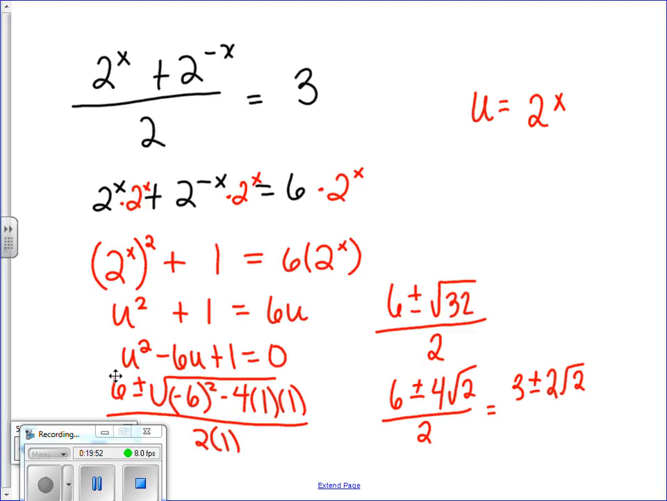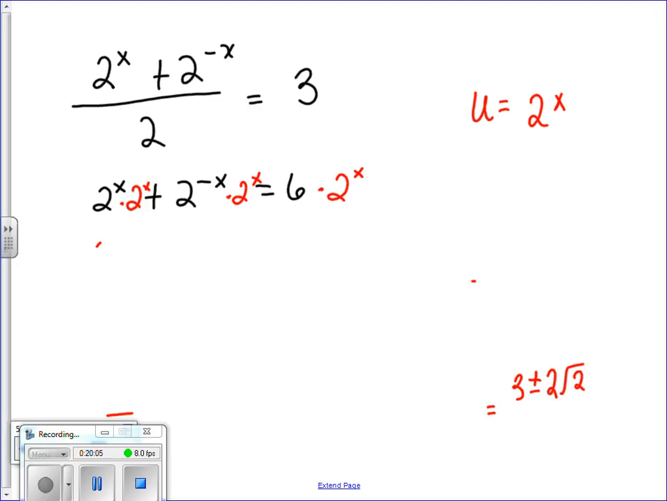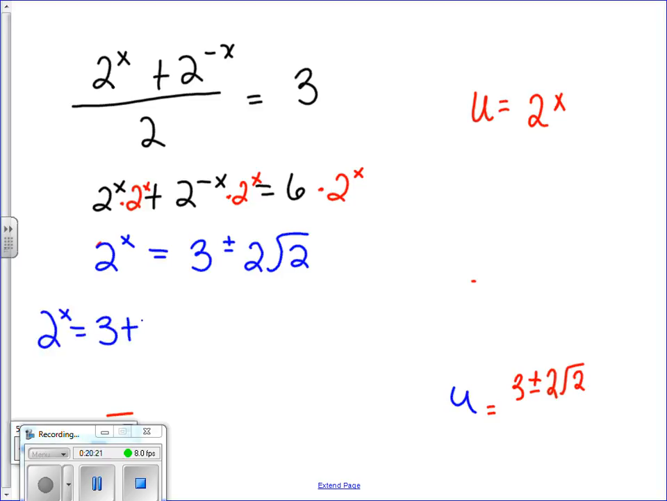Does everybody have it? Because I have to move it. Alright, so, are you sure you have it written? I'm erasing it. Okay. So, this is u, and u is 2 to the x. So that means 2 to the x equals 3 plus 2 square root of 2, and 2 to the x equals 3 minus 2 square root of 2.